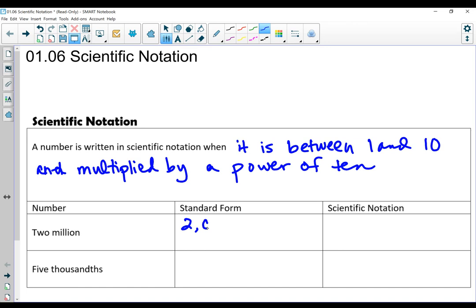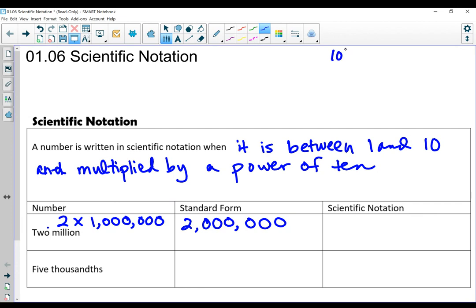So here's 2 million. I'm going to go back over here and show some work for that. So I could write that 2 million is 2 times 1 million. Now I have a number between 1 and 10. 2 is between 1 and 10, and I have times, but I don't have a power of 10 right now. I have 1 million, so I need to figure out what power of 10 that actually is. So for that, I'm going to go up here in the margin and show you a little bit of scratch work to help our thinking.